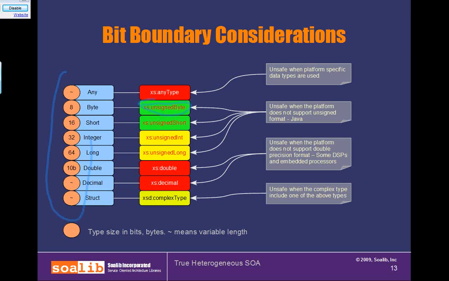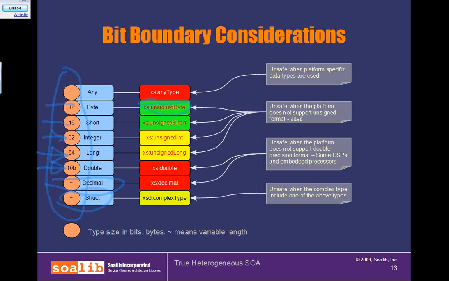These circles represent the number of bits represented by each type. The byte is 8, everybody knows that. Short is 16, most of the people know that. Integers are 32-bit, long is 64-bit, double is 10 bytes, and decimal has no knowledge of how many bytes it can be. It's runtime. Structures are runtime too.